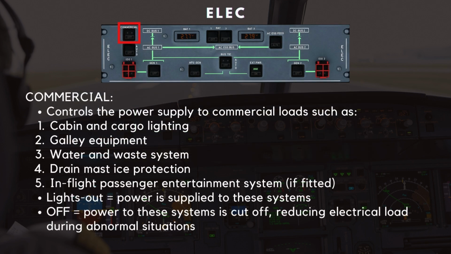First up, we have the commercial push button. This controls the power supply to commercial loads, such as the cabin and cargo lighting, the galley equipment, the water and waste system, the drain mast ice protection, and the in-flight passenger entertainment system, if fitted. In the normal lights-out position, power is supplied to these systems. When the push button is selected off, power to these systems is cut off, reducing electrical load during abnormal situations.